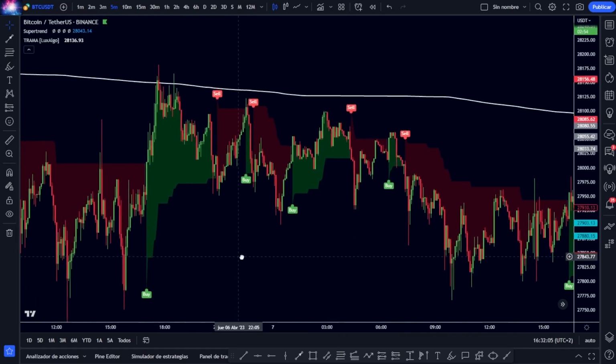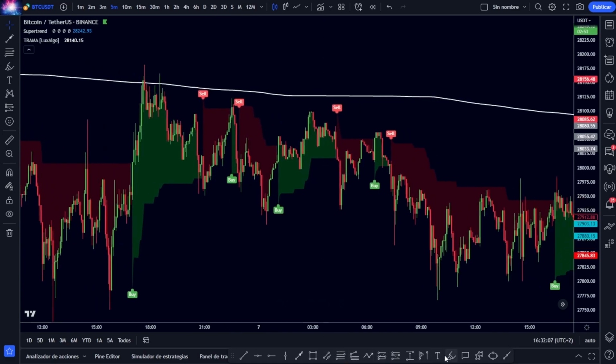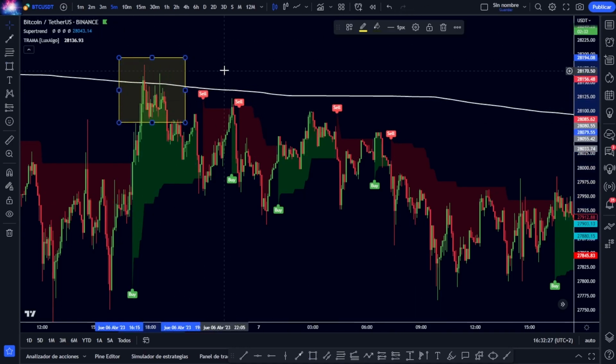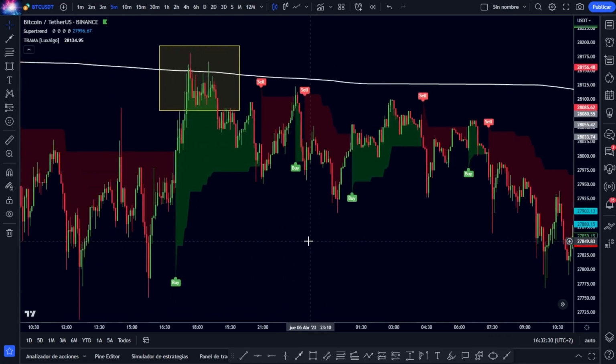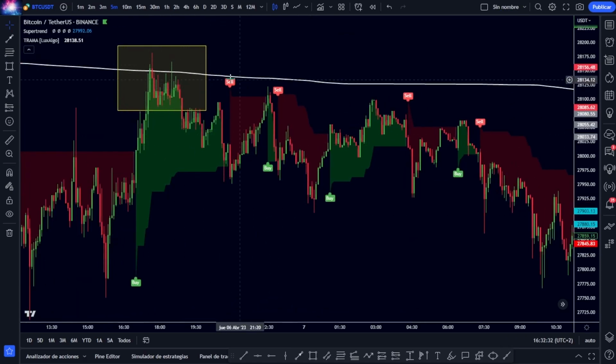If we go a little further back, we see how practically every time the price bounces in that average, it changes the direction of the trend, and again it could have been a good entry. Although as you can see in this particular case we did not enter because we do not have the confirmation of the super trend sell.